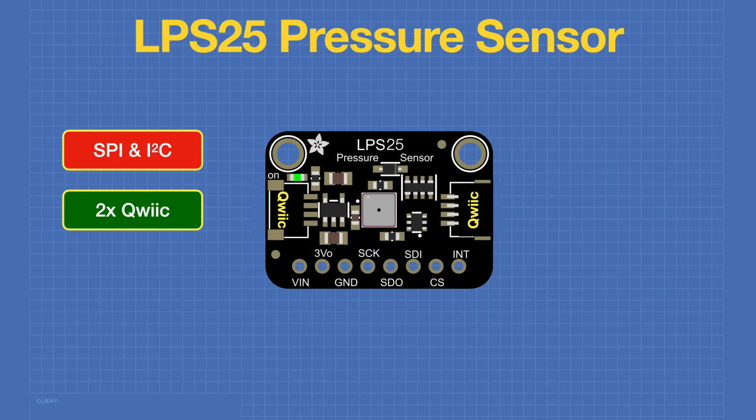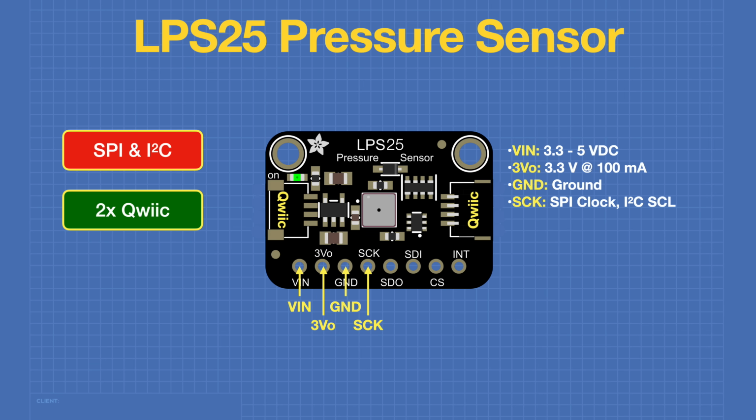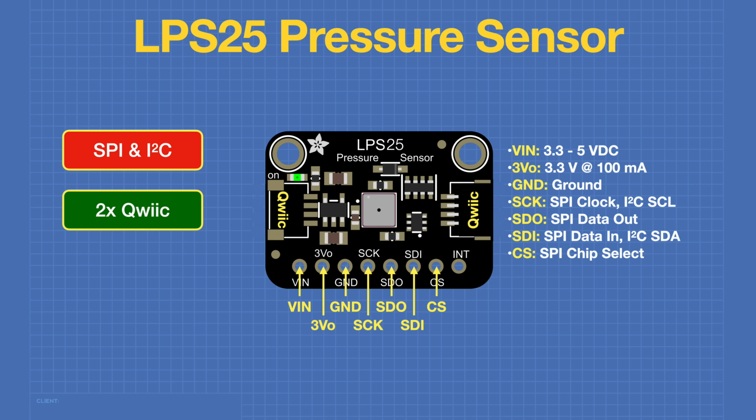The pinouts on the side are as follows. V-in can be anywhere from 3.3 to 5 volts DC and should be at the logic level of your microcontroller. The 3VO pin is an output from an internal regulator that you can use for powering small things. GND is of course the ground. The SCK pin has dual duty. In SPI mode, this is the clock, and in I2C mode, this is the SCL line. The SDO pin is the SPI data output. SDI is the SPI data input, and it's also used as the I2C SDA line. CS is the SPI chip select, and INT is an interrupt output.